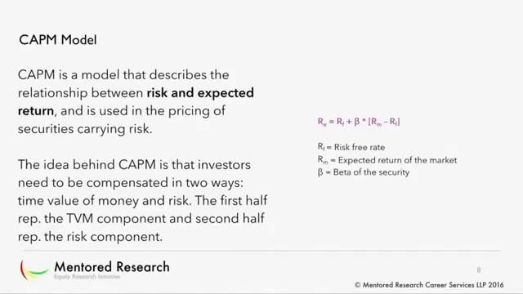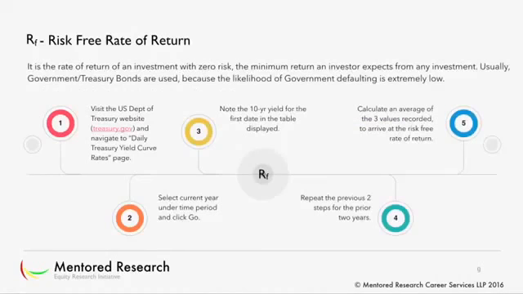The CAPM model helps describe the relationship between risk and expected return. It is based on the premise that investors need to be compensated in two ways: the time value of money and the risk they are taking on. RF represents the time value of money component, and beta plus difference of RM and RF represents the risk component. Let us consider each term of this formula.